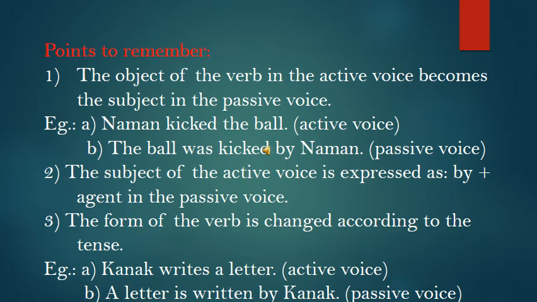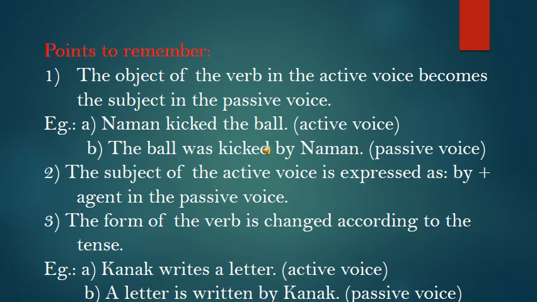In the above example, Naman was the subject in a sentence which is in the active voice. He is the doer of the action. And in sentence B, the ball is the subject but it is not the doer of the action. The subject of the active voice is expressed as by plus agent in the passive voice. Second thing we are going to remember, see the previous example, Naman was the subject in active voice, but in the passive voice he is the agent. So we write by Naman in the passive voice. The place of Naman has been changed.